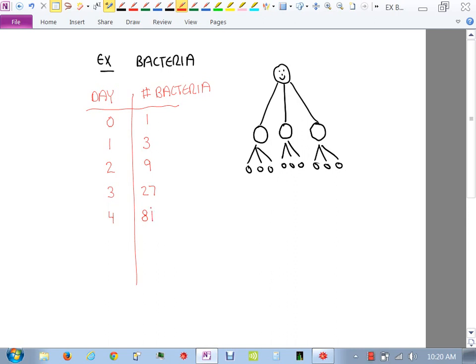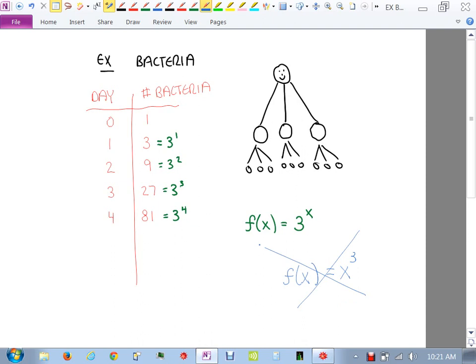So what is the function here? Does everyone recognize all the numbers on the right-hand side? Not x cubed. 3 to the first power, 3 to the second power, 3 to the third power, 3 to the fourth power. So it's 3 to the x instead of 2 to the x. So our function is 3 raised to the x. Again, not this, okay? It is not f of x equals x cubed. That's not what's happening.